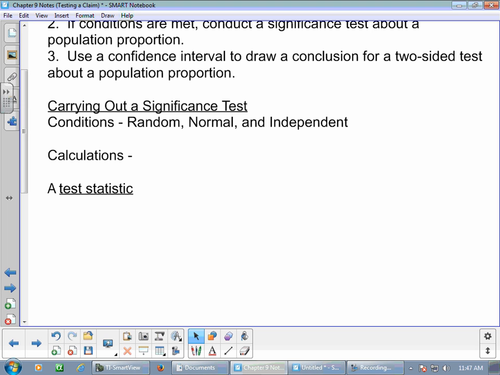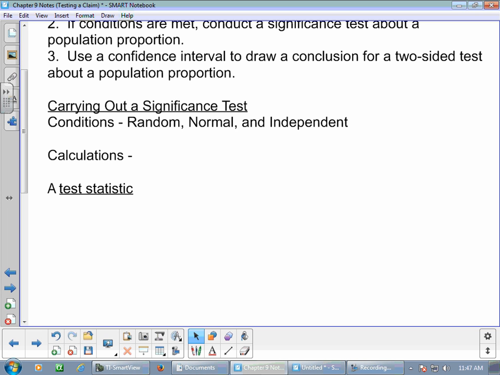So for the normal condition, it still depends on if we're testing a proportion or we're testing a mean. In this case, we're testing a proportion. The random condition: it's either a randomized experiment or a simple random sample. Normal for proportions: np and n times (1 minus p) are greater than or equal to 10.